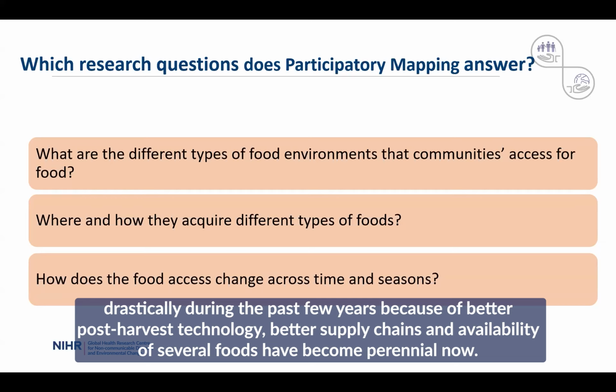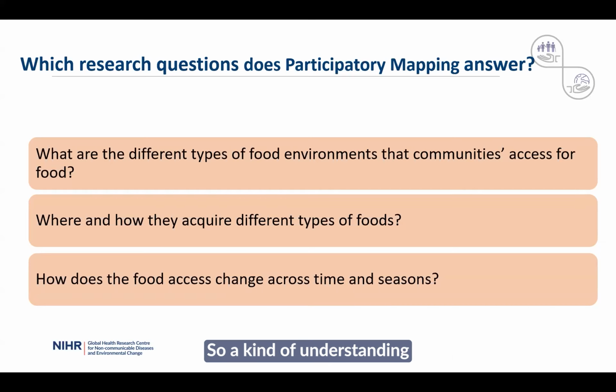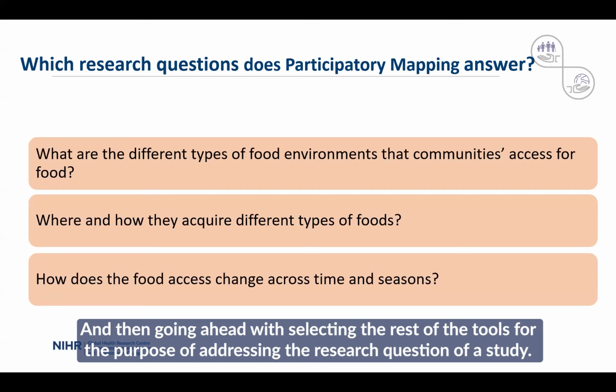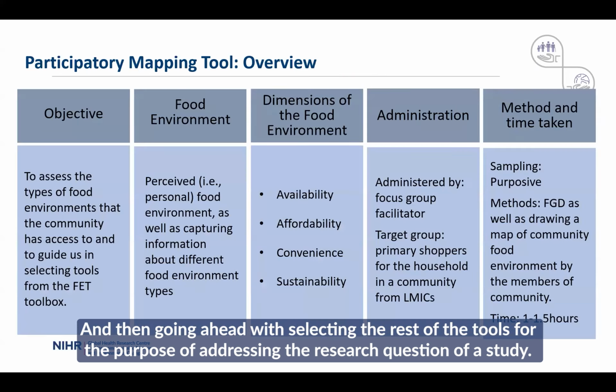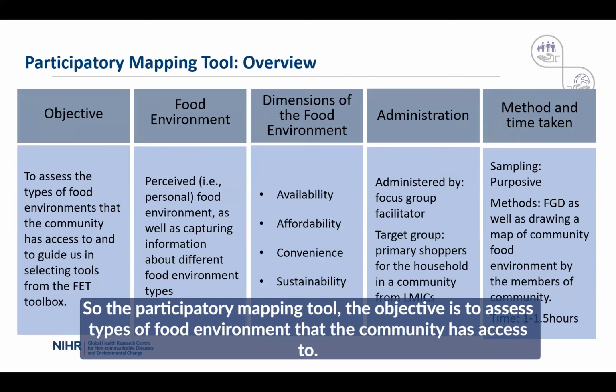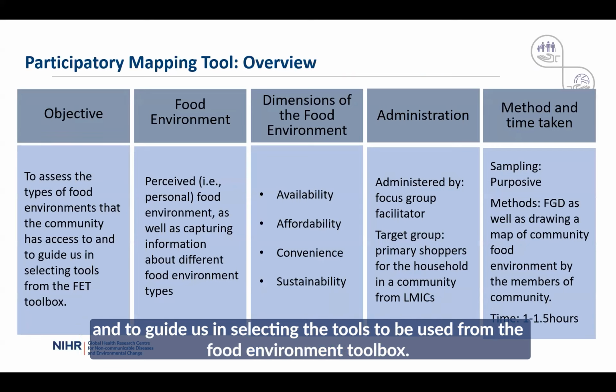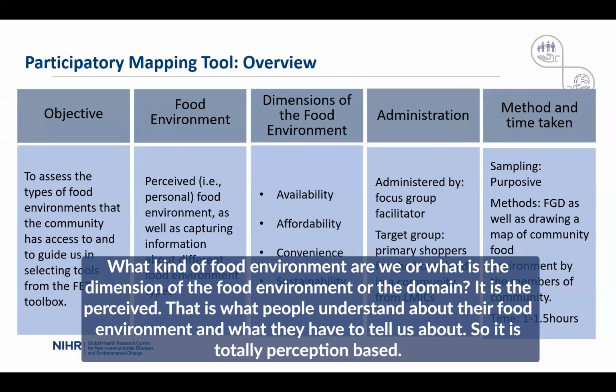become perennial now. So it is a kind of understanding of the overarching food environment, the types, and then going ahead with selecting the rest of the tools for the purpose of addressing the research question of a study. So the participatory mapping tool, the objective is to assess types of food environment that the community has access to and to guide us in selecting the tools to be used from the food environment toolbox. What kind of food environment are we looking at, or what is the dimension of the food environment or the domain?